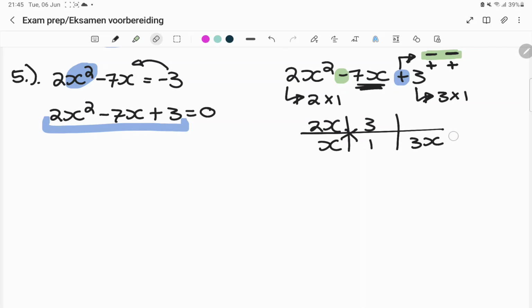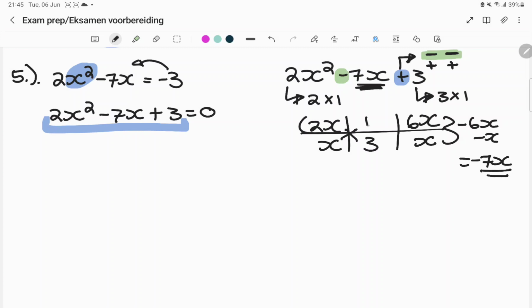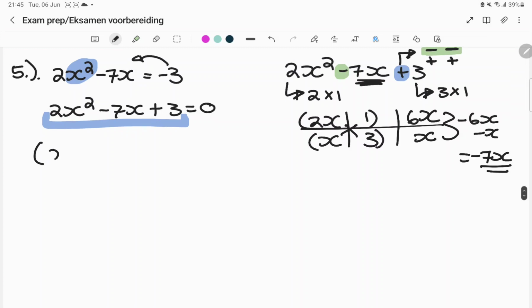So let's try and switch my two terms around. So now let's say it is 1 times 3. So now 2x times 3 will give me 6x. x times 1 is x. And now negative 6x minus x does in fact give me negative 7x. That's what we wanted. So that means these two will be in a bracket and my bottom two will be in a bracket. So it will become 2x minus 1 and x minus 3.